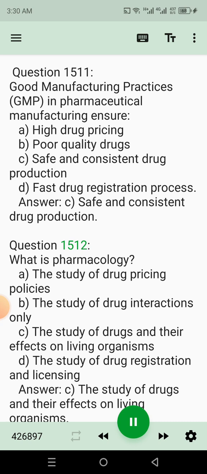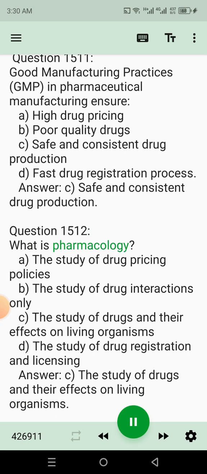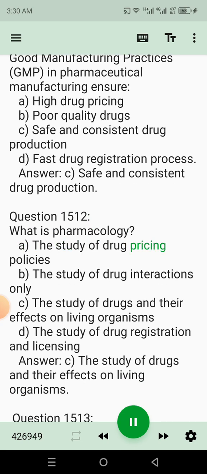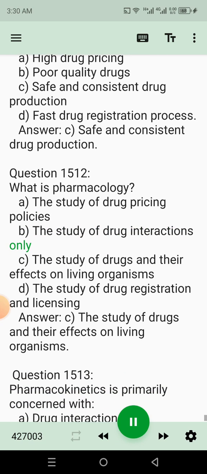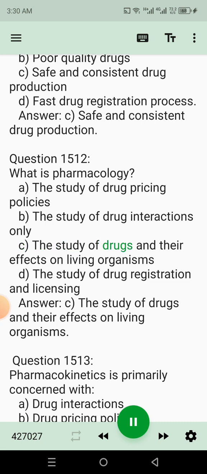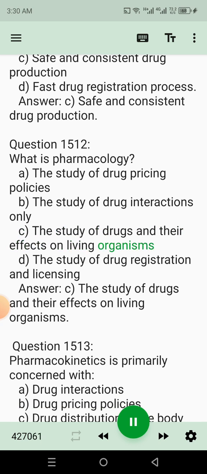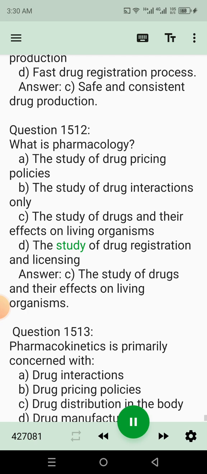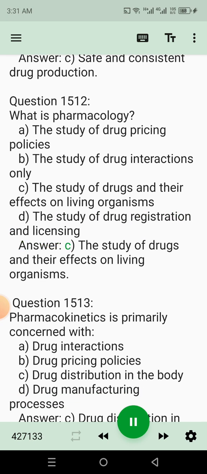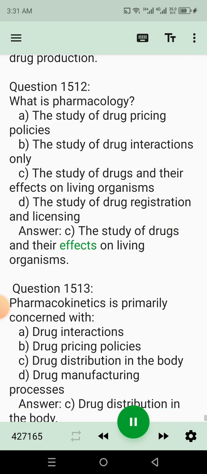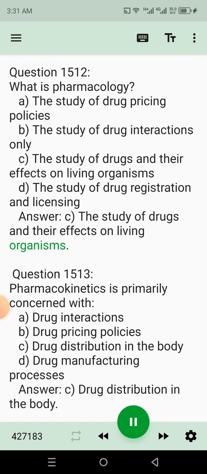Question 1512. What is pharmacology? A. The study of drug pricing policies. B. The study of drug interactions only. C. The study of drugs and their effects on living organisms. D. The study of drug registration and licensing. Answer. C. The study of drugs and their effects on living organisms.